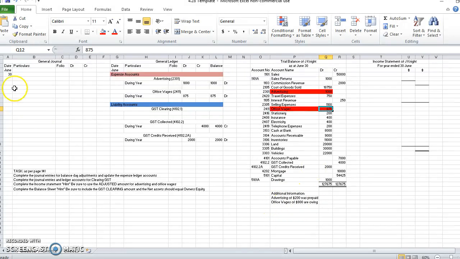So advertising of $200 was prepaid. It's prepaid, and advertising is an expense. So it's prepaid expense. And we know that we debit prepaid expense because it's an asset. And the opposing account will be advertising.